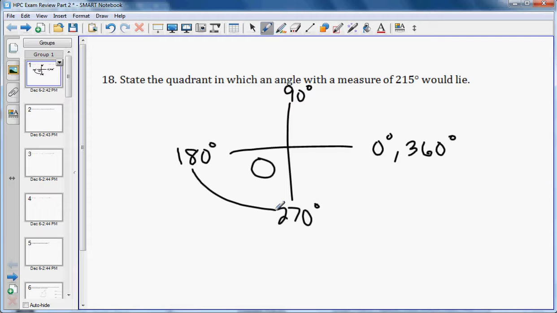And that is quadrant 3. Remember, it's quadrant 1, 2, 3, and 4. So since 215 is between 180 degrees and 270 degrees, that means it is in quadrant 3.